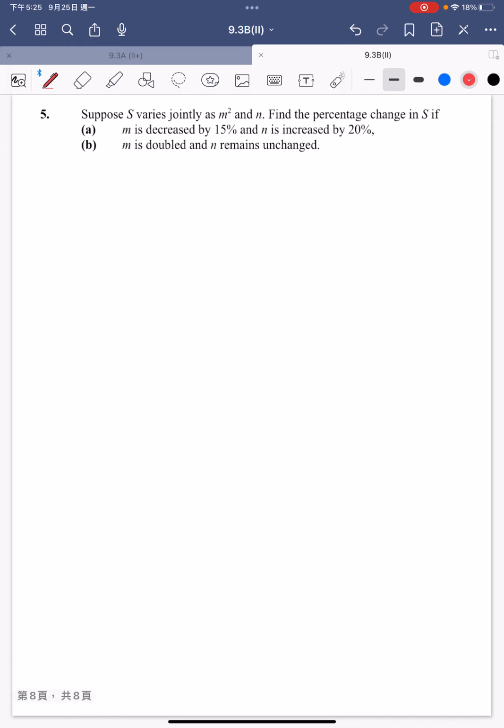So now it's our turn to do question 5. It's not that hard, but you can try to do it as well. So z varies jointly as m squared and n. So first of all, we have s is proportional to m squared times n, which means that we can change it to s is equal to k m squared n.